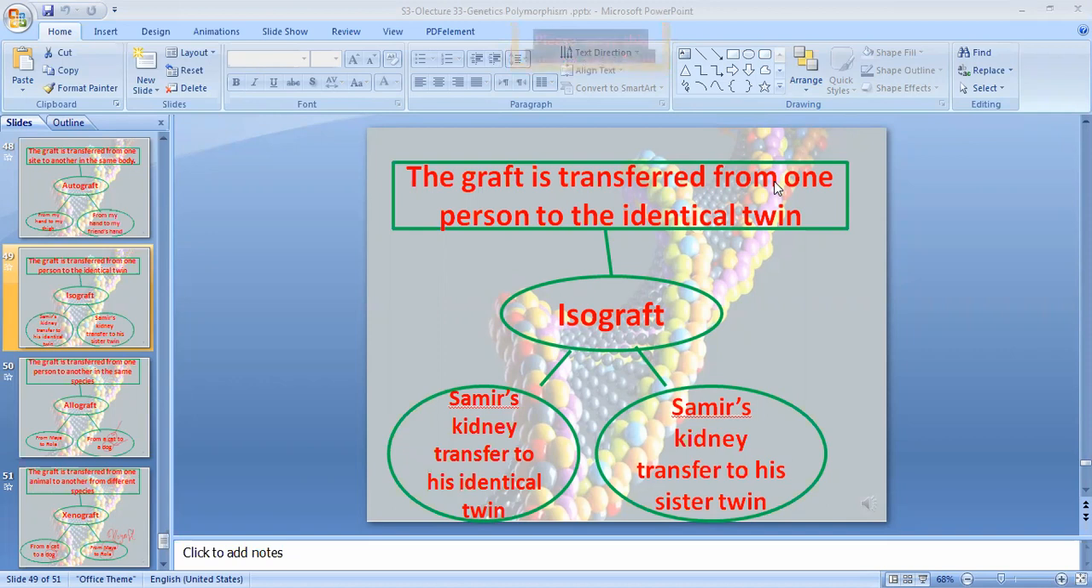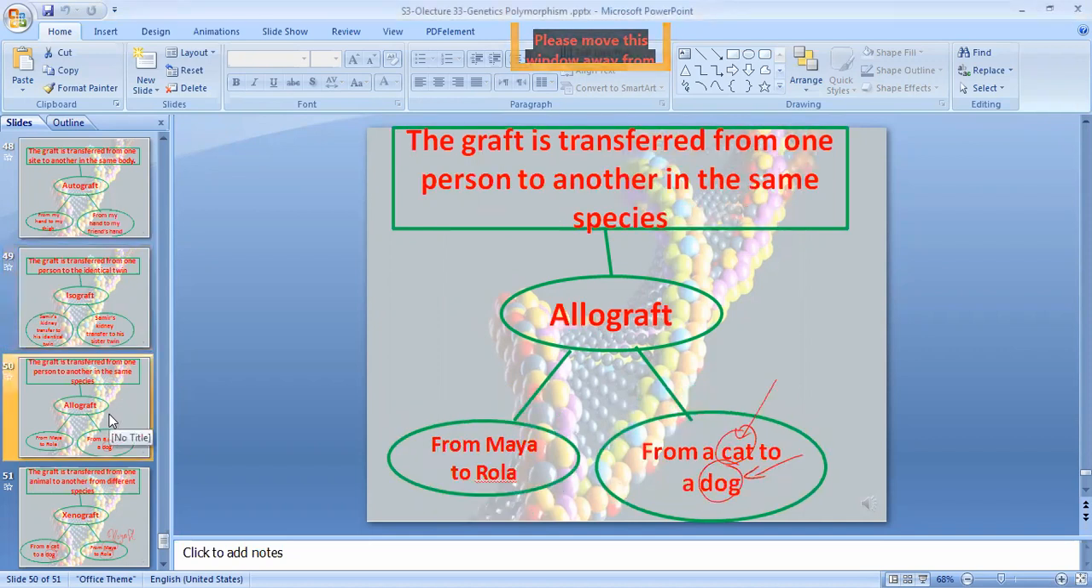A graft transferred from one person to his identical twin is called an isograft. Samir's kidney transferred to his identical twin is an example of an isograft, while a non-example is Samir's kidney transferred to his twin sister. Here it's not an isograft, it's called fraternal twin. Fraternal twin is not like identical twin, and we don't call it an isograft. Isograft is always accepted. Why? Because identical twins have identical HLA. So the first two types of graft, the autograft and the isograft, are accepted totally, 100%. They have identical HLA.